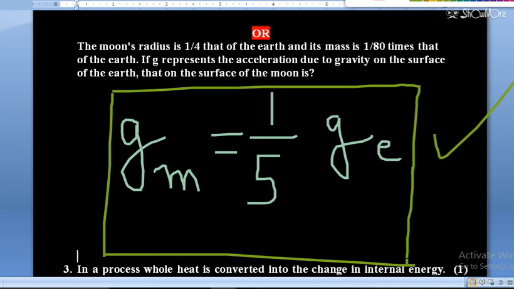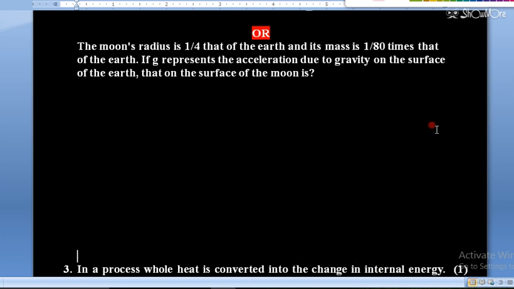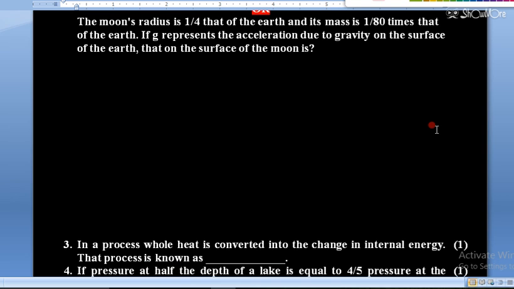Now we are going to move to the third question. If you have any doubts, then you can drop the message in the comment box, or you can drop the message on my phone number also. So second question we have done. Both the questions are from gravitation. Both the choice question is also from gravitation, and the other question is also from gravitation. So now we are moving to the third question.